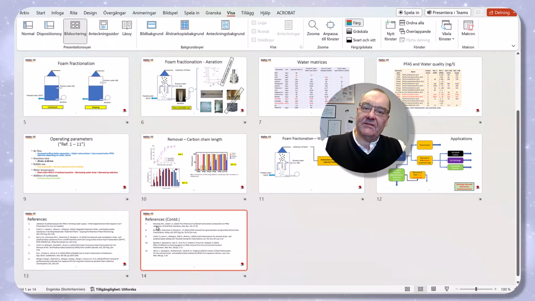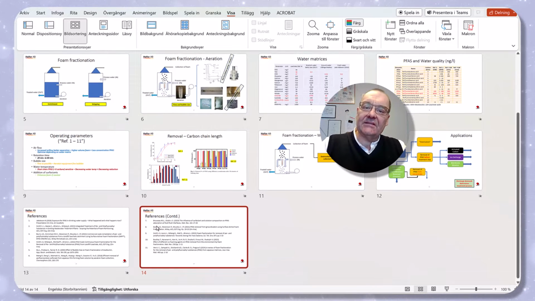In short, why is foam fractionation so interesting for PFAS removal? Well, basically, you have a small waste stream with a very high concentration of PFAS substances. So the waste stream is small, which is something you always strive for in all treatments of water, to reduce the waste streams, which you in turn need to take care of. With that, let's have a look at the foam fractionation.